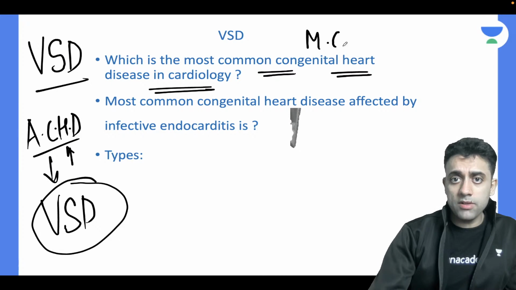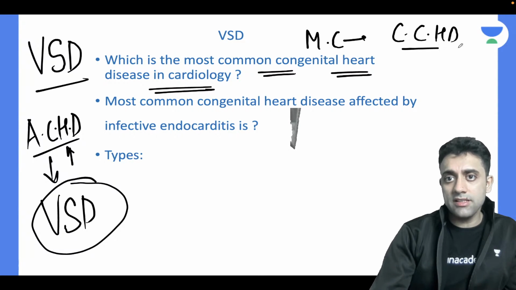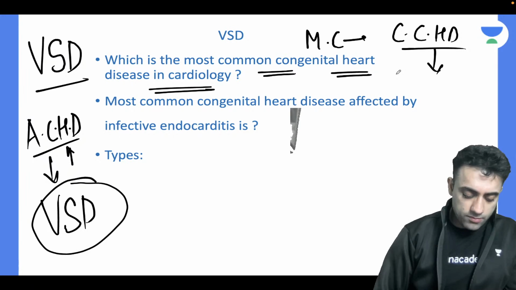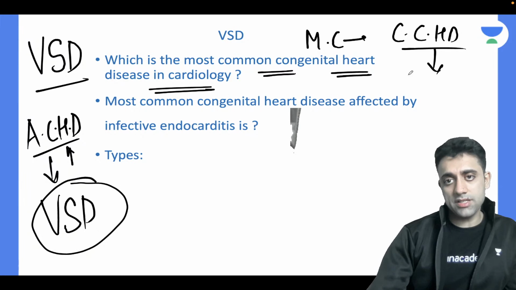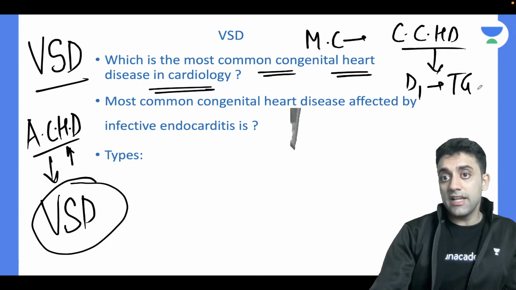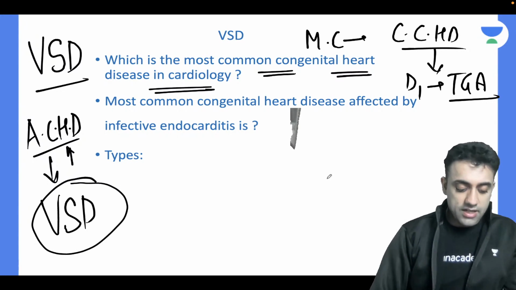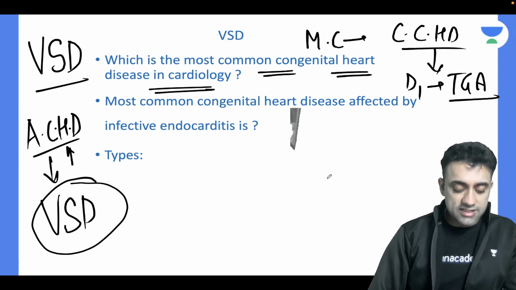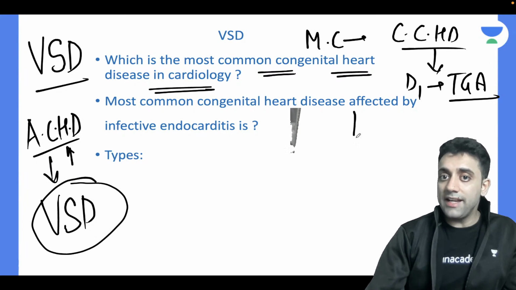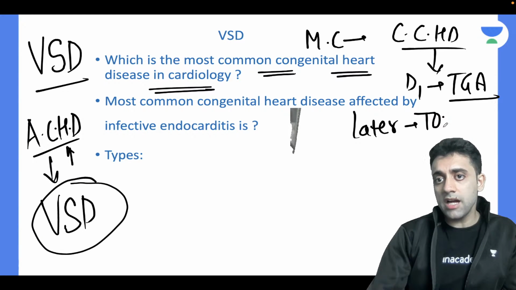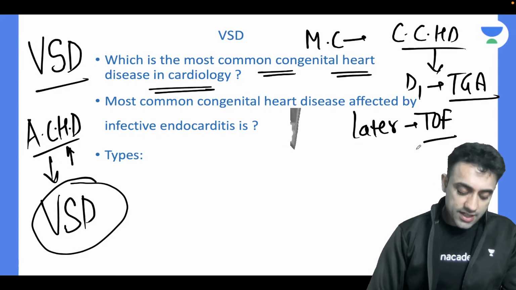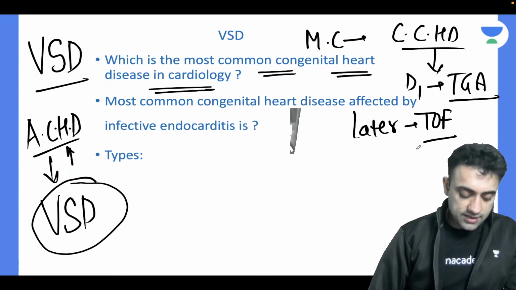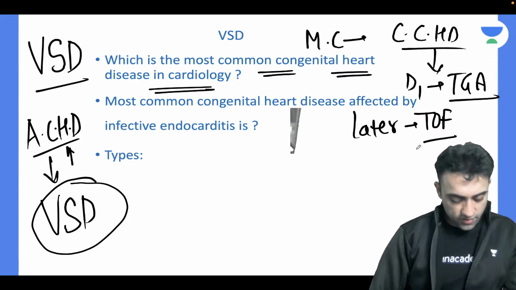And which is the most common cyanotic congenital heart disease? The most common cyanotic congenital heart disease at day one of life is TGA, transposition of great arteries. And in the later period, the most common cyanotic congenital heart disease is tetralogy of Fallot. Understood? So these are the important points which you need to understand.